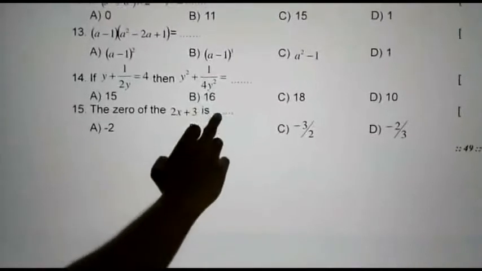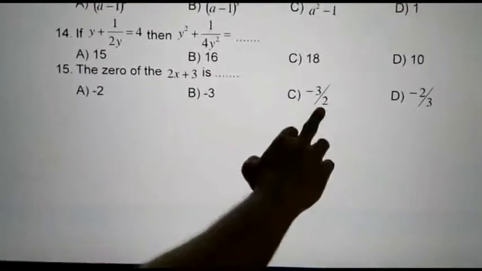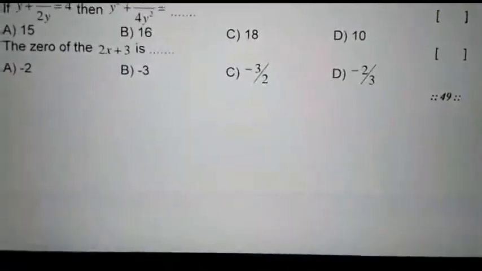So 2x plus 3 is equal to 0. If we solve this, 2x is equal to minus 3. x is equal to minus 3 by 2. Directly, C is the option.